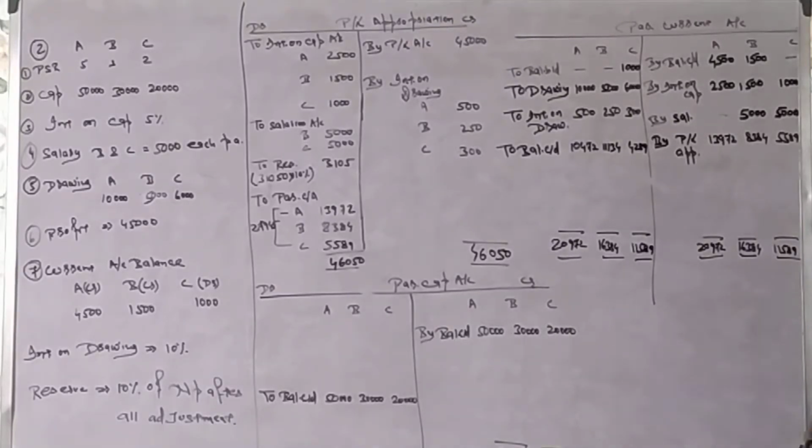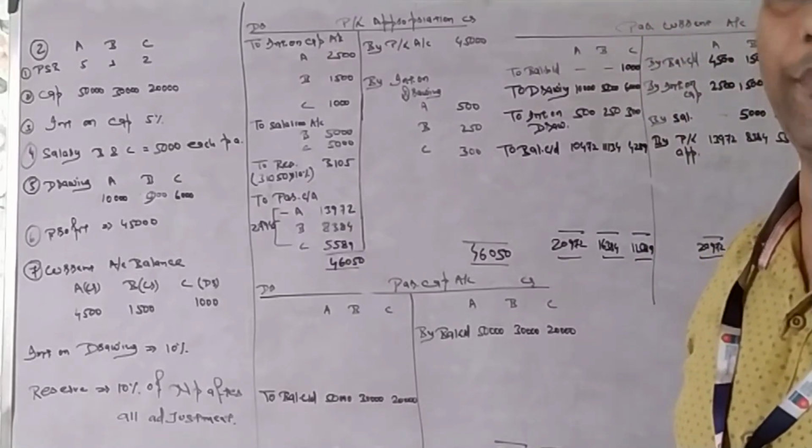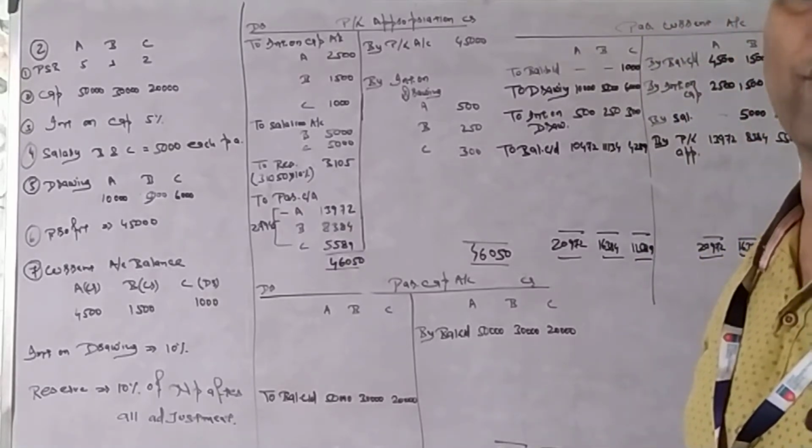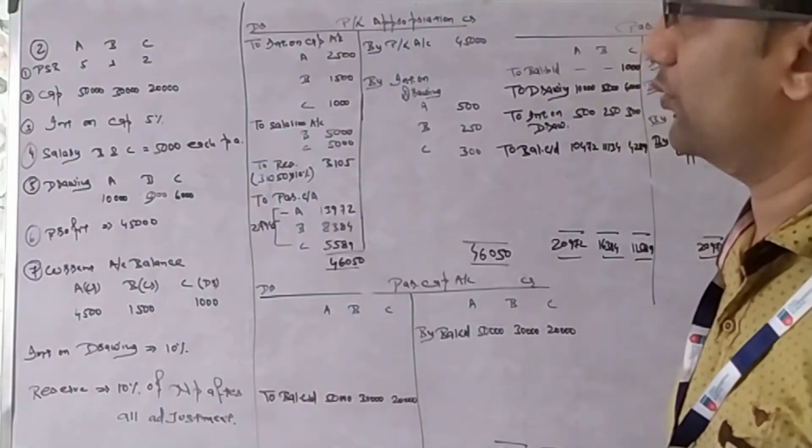So students, we are doing our second example. In this we will learn how to prepare current account and capital account both. That means fixed capital method. We are going to learn fixed capital method. Let's take an example. Here are 3 partners A, B, C and their profit sharing ratio is 5:3:2. The question is already given you profit sharing ratio.